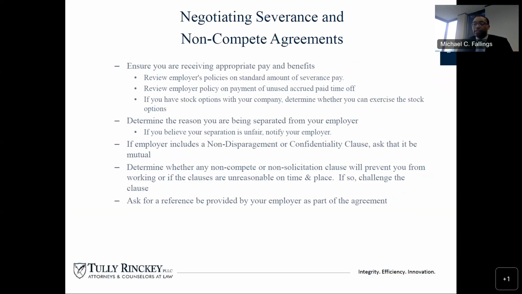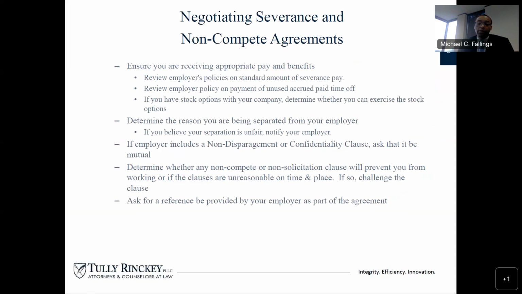As we've been discussing, as far as non-compete and non-solicitation clauses, you have to determine whether they're reasonable or not. We've talked about the unreasonable clauses as far as time and place. If those are preventing you from getting work, you need to challenge those clauses. As we mentioned, Texas law disfavors these unreasonable restrictions.